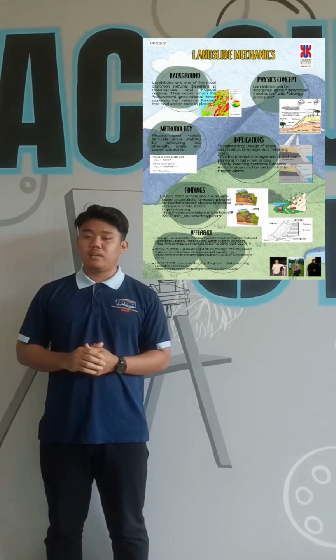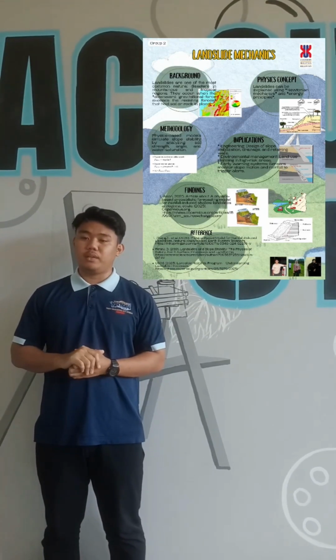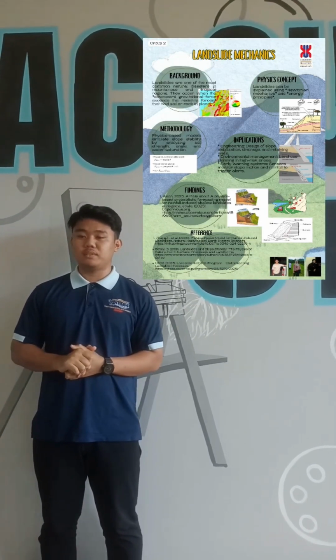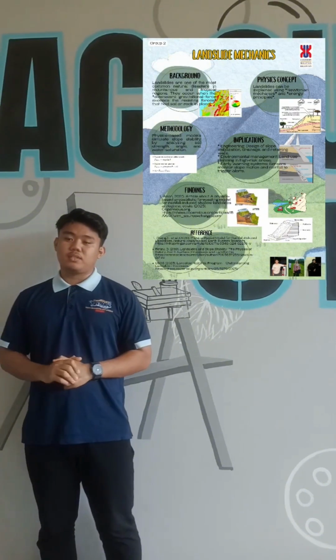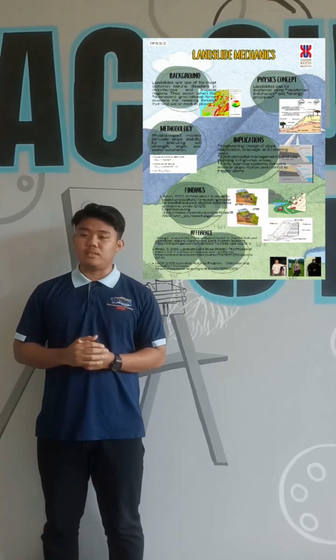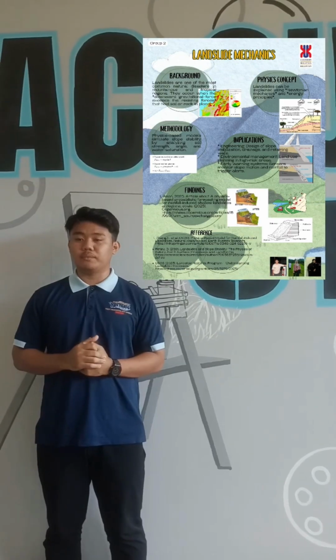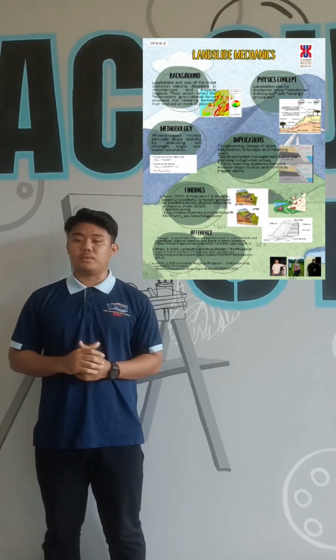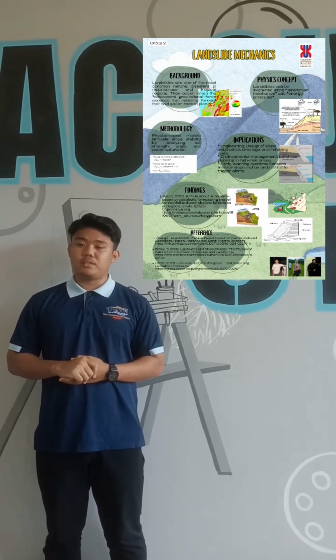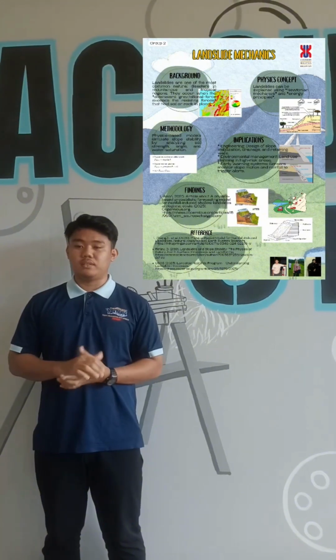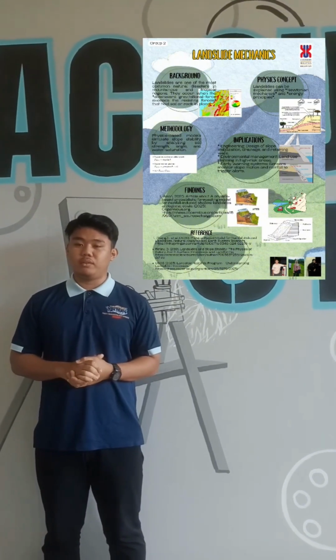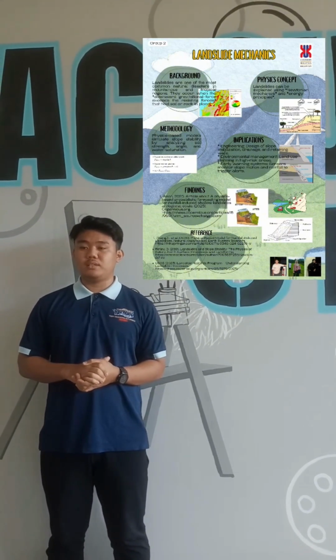Today I will explain the physics concepts and methodology behind landslide mechanics. So, landslides can be explained using Newtonian mechanics and energy principles. On the slope, two main forces act on the soil. The first is the driving force, which is the component of gravity pulling the soil downward. And the second is the resisting force, which includes friction and cohesion between soil particles. A landslide happens when the driving force becomes greater than the resisting force.